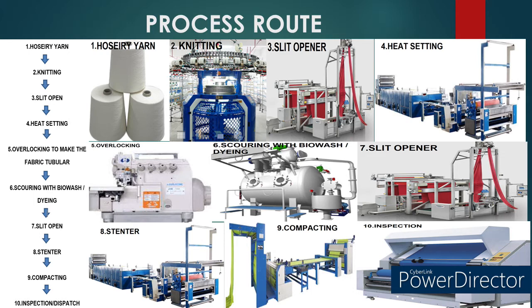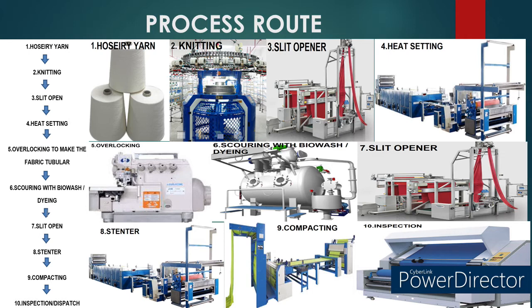Number 4. Heat setting. To impart dimensional stability to the fabric. Number 5. Overlocking. To convert the fabric again to tubular or rope form, suitable for dyeing in a soft flow dyeing machine. Number 6. Scouring with biowash followed by dyeing in rope form using a soft flow dyeing machine.